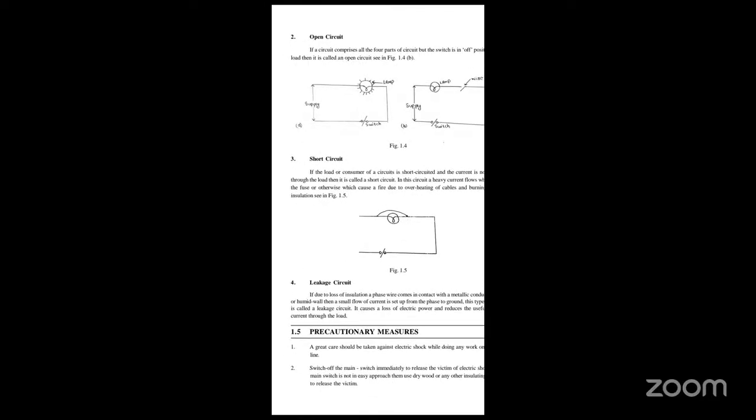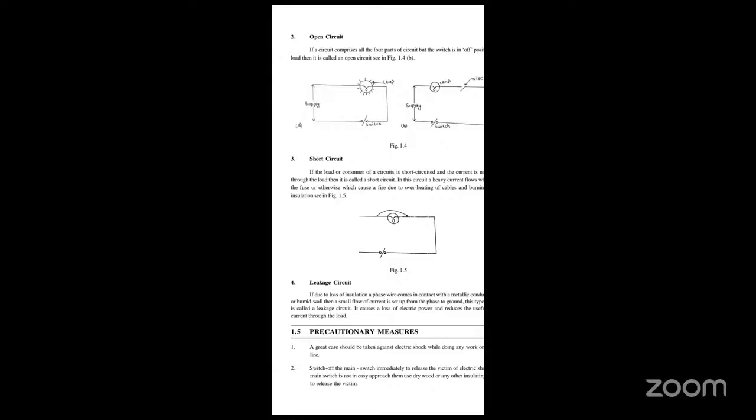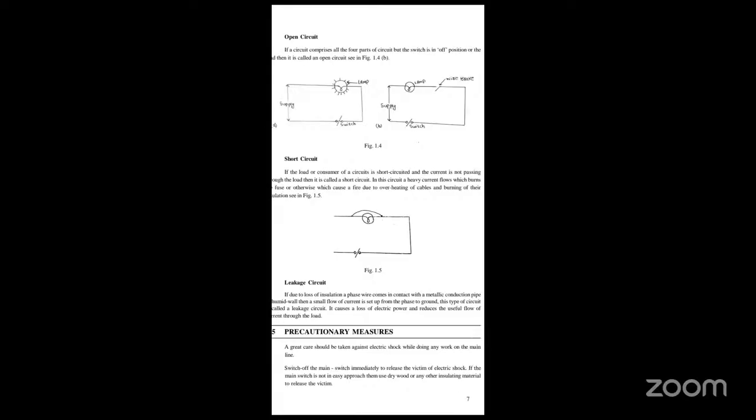What are they? Switch off the main switch immediately to release the victim of electric shock. If the main switch is not easy to reach, then use dry wood or any other insulating material to release the victim. So if a shock happens, we switch off the main line, then release the victim of electric shock.